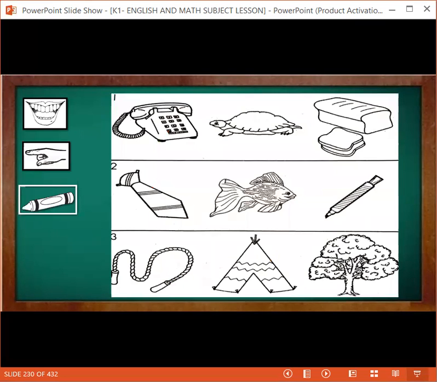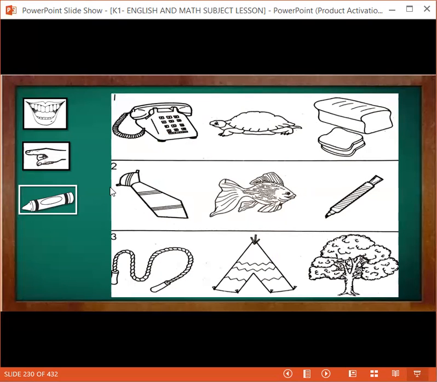Okay, so now in your page 5, kids, I want you to get your RR04 red book and open it on page 5. Oh, sorry. Not page 5. I meant page 4. So look at your page 4 and I want you to look at the pictures here on the first row. Where is the picture here po? Sounds T, T, T. Is it telephone, turtle, bread?